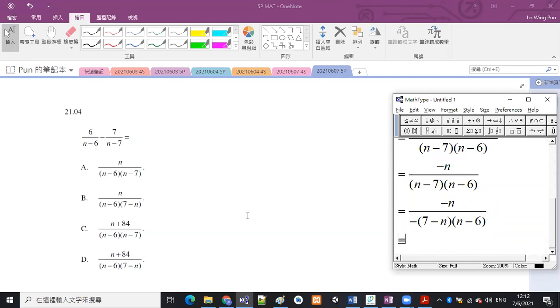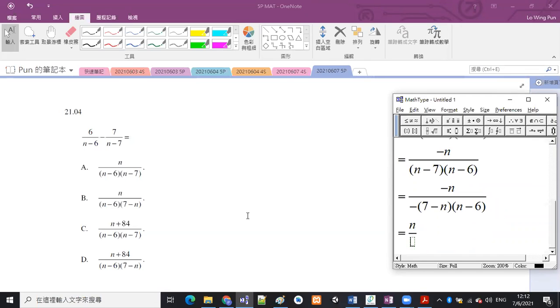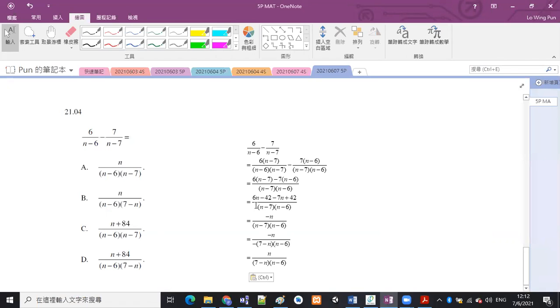Okay? So the extra minus sign you just took out will be cancelled by this minus sign. Okay? So what is remaining on the top is just n. And on the bottom will be 7 minus n times n minus 6. Okay? And that will be option B, B for boy. Can you see this? Although the brackets are swapped, when they are multiplied together, the order does not matter.